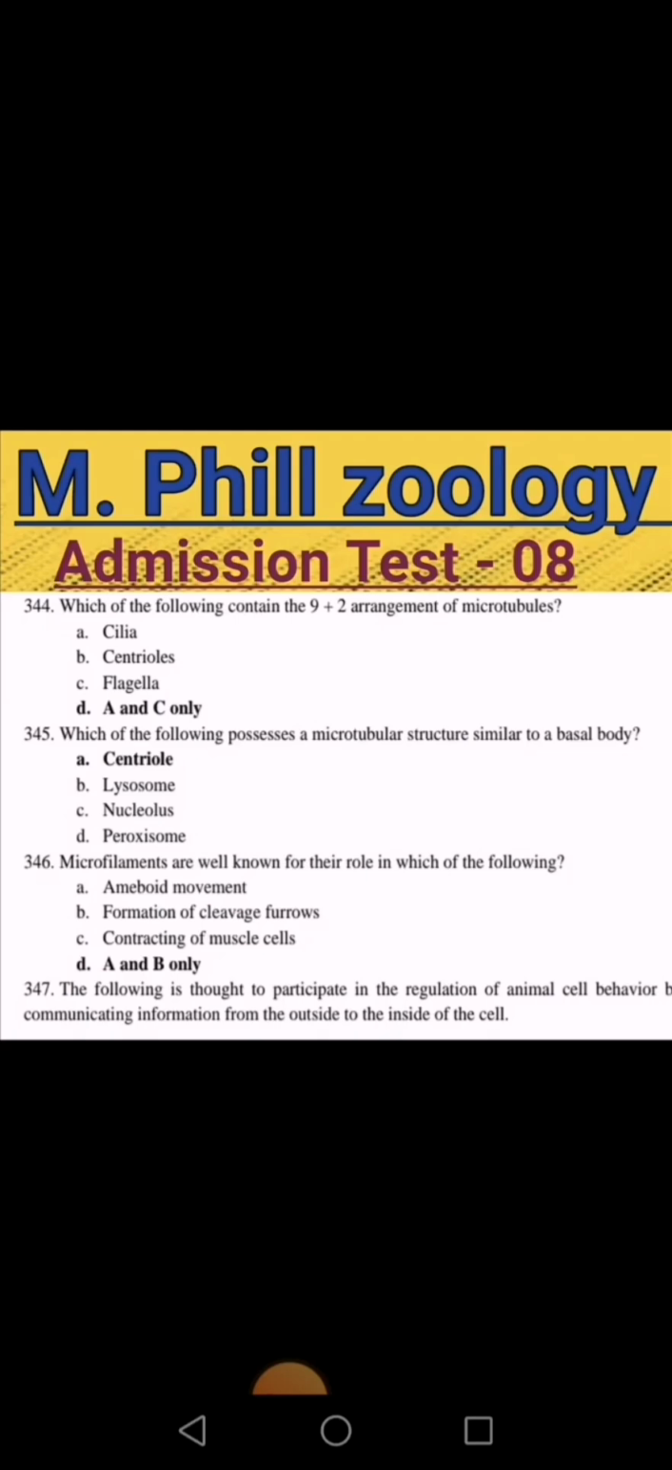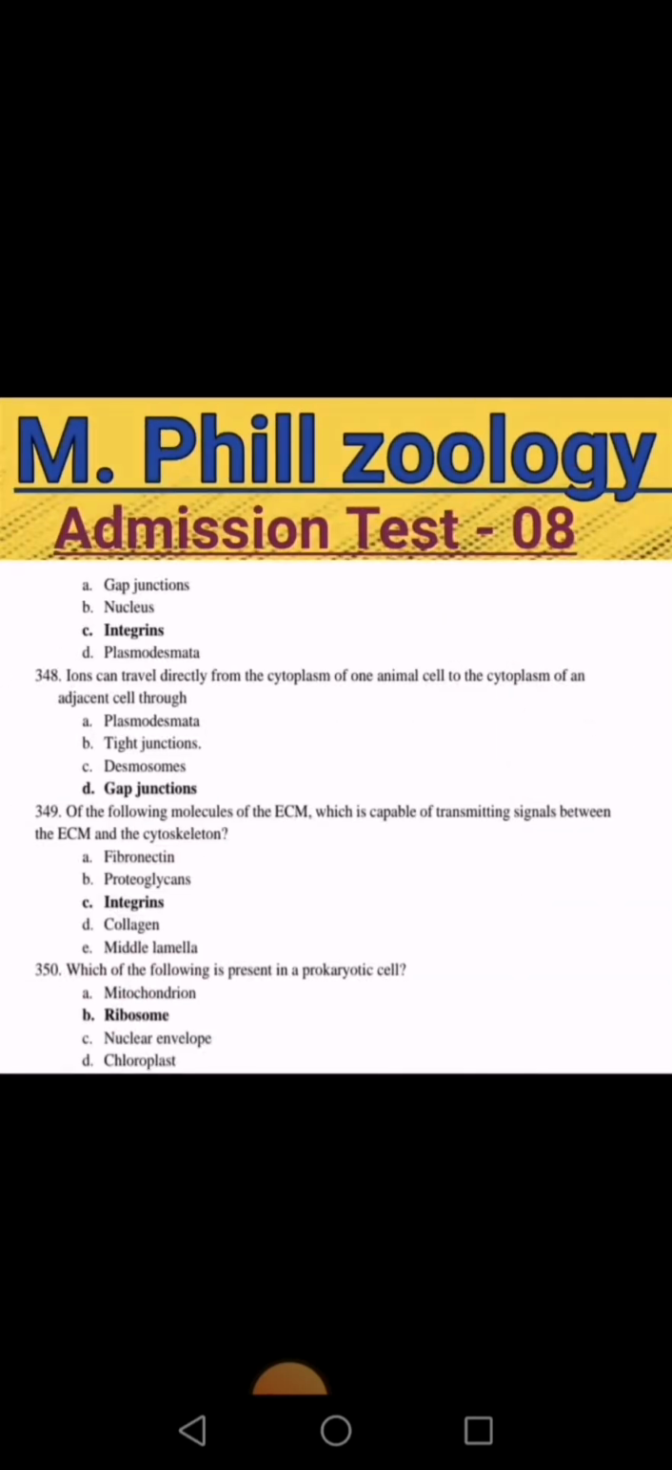All. Next, microfilaments are well known for their role in which of the following? Amoeboid movement and formation of cleavage furrow. So D option is right as A and B are correct. The following is thought to participate in the regulation of animal cell behavior, communicating information from the outside to the inside of the cell, and the option C is right, the integrins.